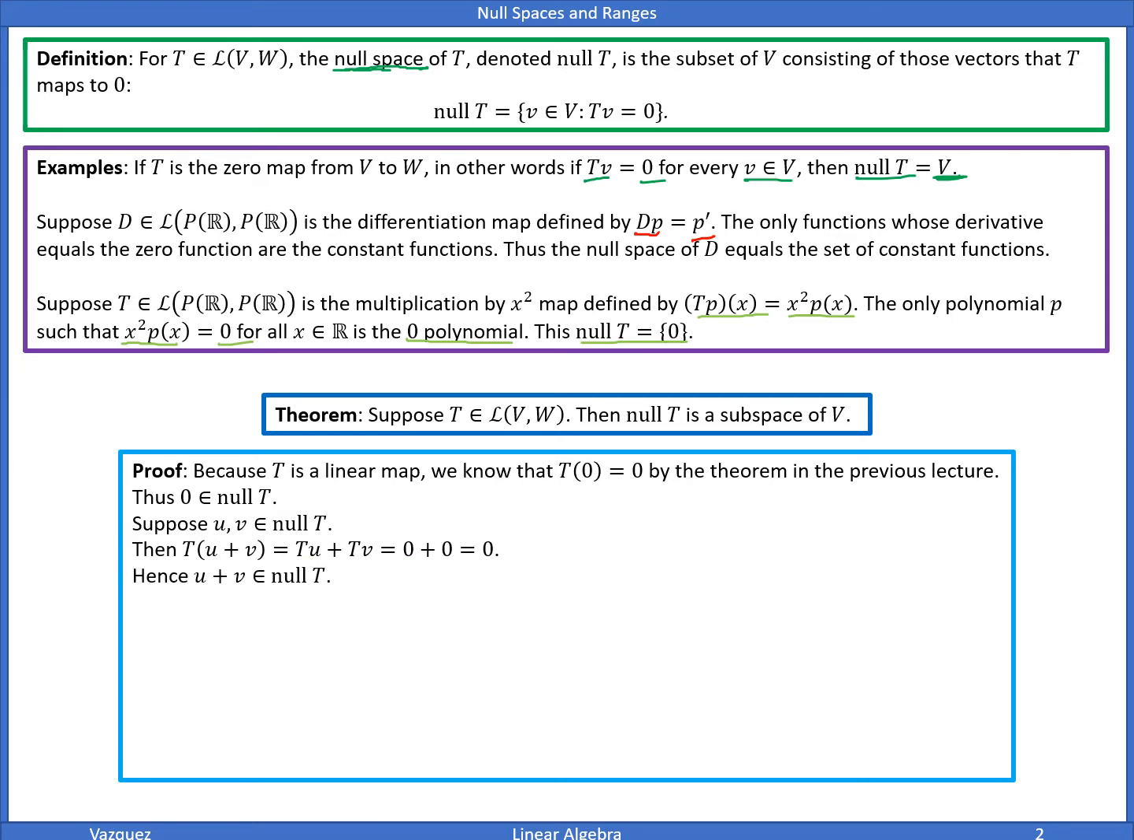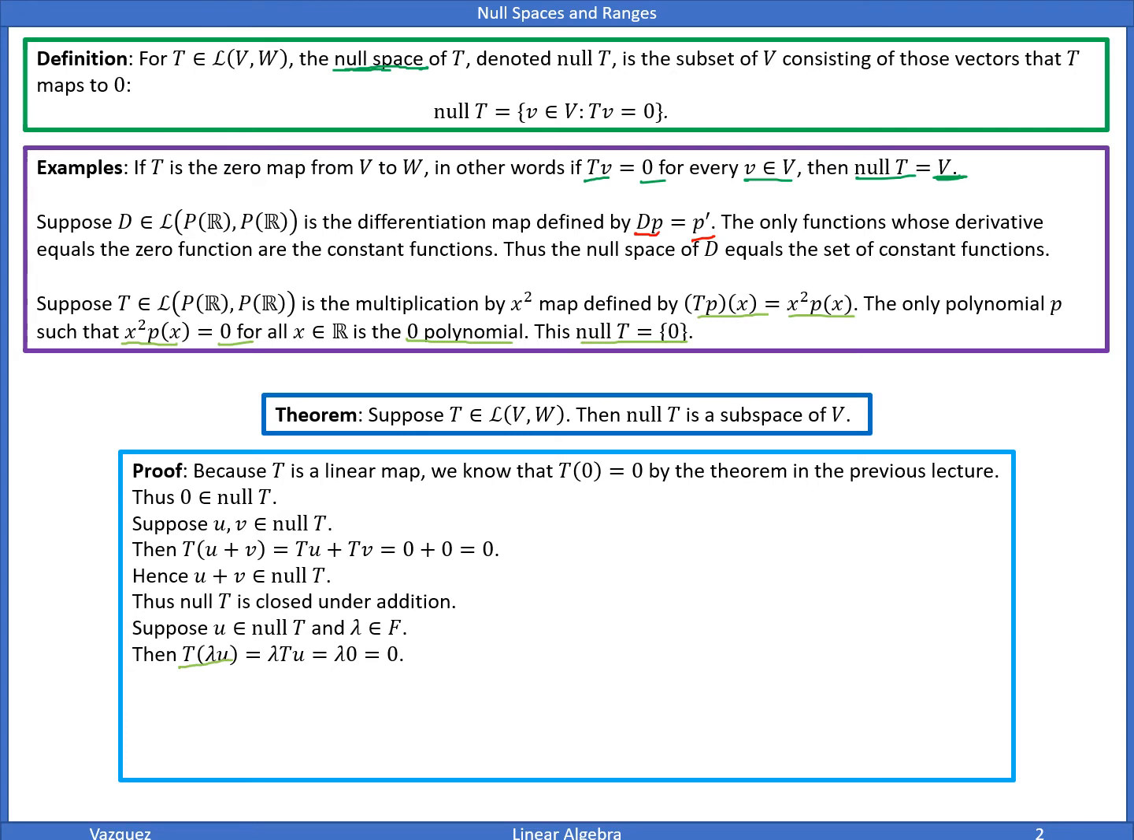Okay, therefore, addition is closed in the null space of T. Oh, there it is. Closed under addition. And now suppose U is in the null space of T and lambda is a constant in F. Well, then this equation here holds true.